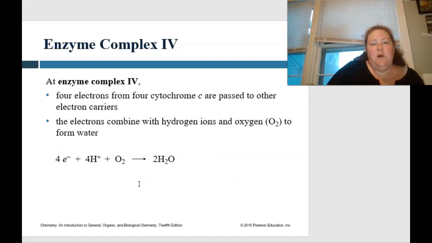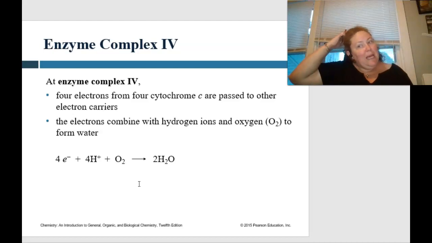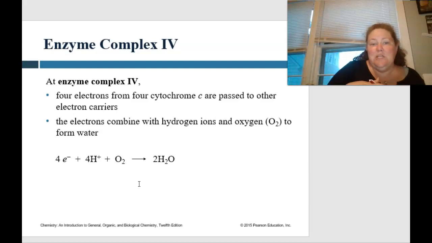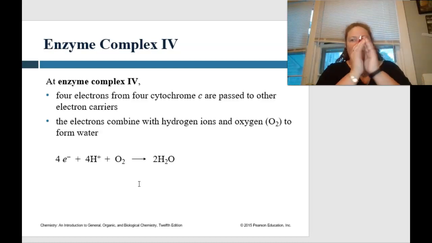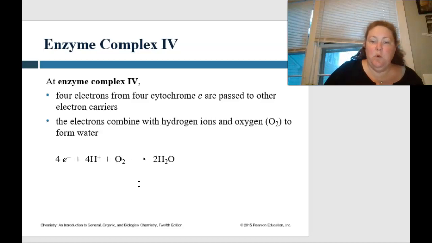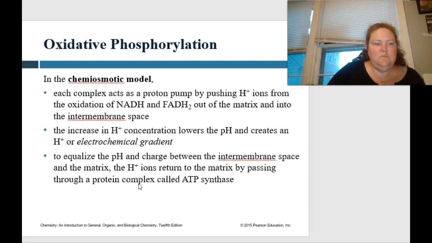So then complex 4 is going to be where 4 electrons from 4 cytochrome Cs are passed to other electron carriers, and the electrons combine with hydrogen ions and oxygen to form water. So one of our final outputs of the electron transport chain is going to be water. So that's one reason why you can feel water in your hands, moisture is from this.